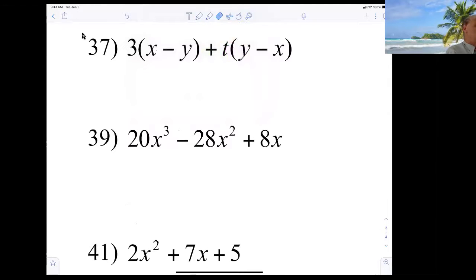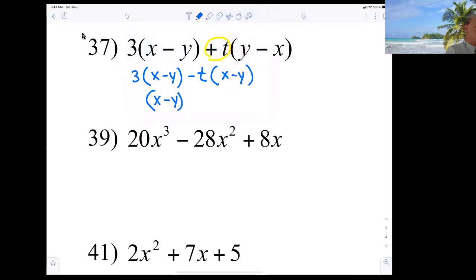All right, so what's the problem here, guys? Yes. So everyone knows this is going to become a what? Negative t. So come on, guys. Everybody's got to write that out. 3 parentheses x minus y, and then a negative t, and then I'm just going to immediately write what? X minus y. We've done this enough now. You should be good. If you don't know, now's the time. And now what's common? X minus y, and then what's left behind? 3 minus t.